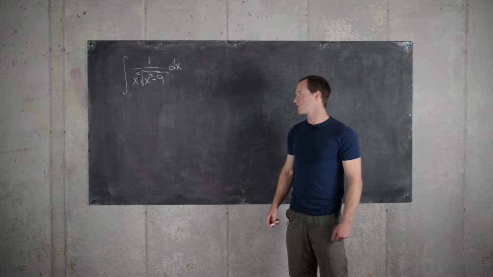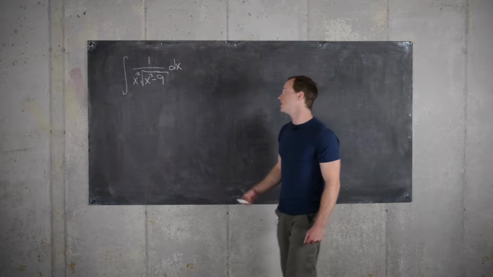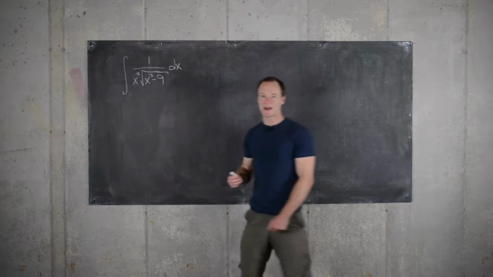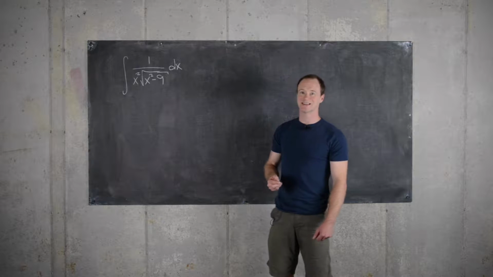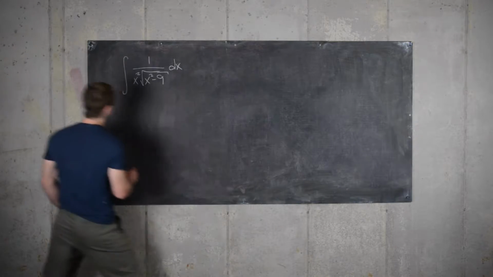Okay, here's a nice integral that we can solve with a trig substitution. So notice we have x squared minus 3 squared, which tells us we probably need to use a secant substitution. So let's get at it.